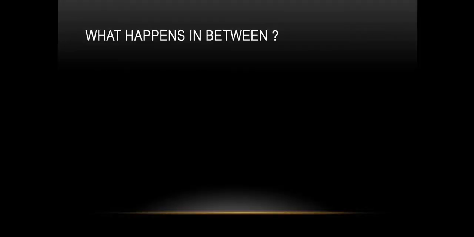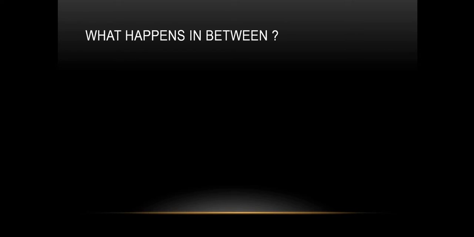So what happens in between? You execute the Java command, your JVM instance gets created and the main method of your class gets executed, but there is a series of steps which takes place after the JVM instantiation and invocation of your main method. So we're going to see those steps.